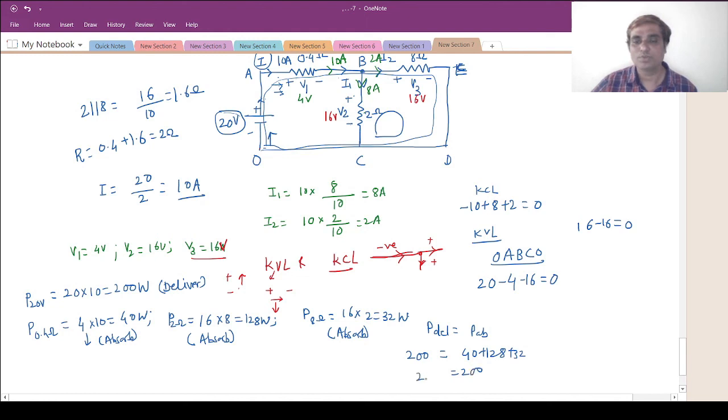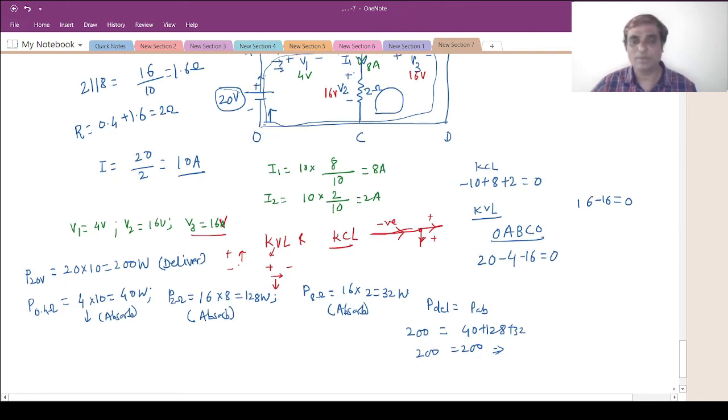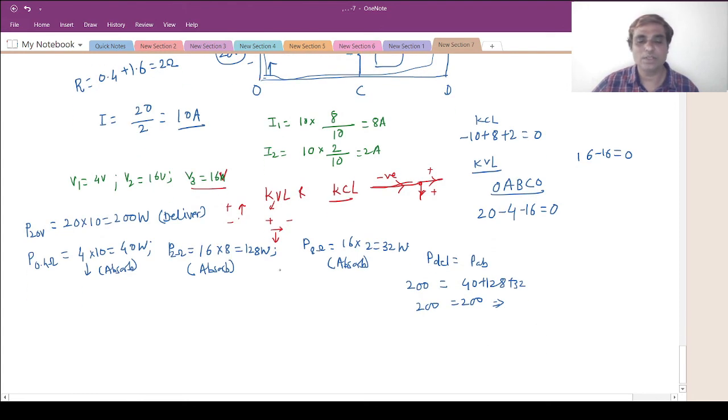Okay, so the power delivered is equal to the power absorbed, or the sum of all the powers is 0. So with this, the power balance is there in the network. Thus the total power delivered is equal to the total power absorbed. The point to notice here is that in any circuit or network, KVL and KCL must be satisfied all the time, and the power balance must also be there.